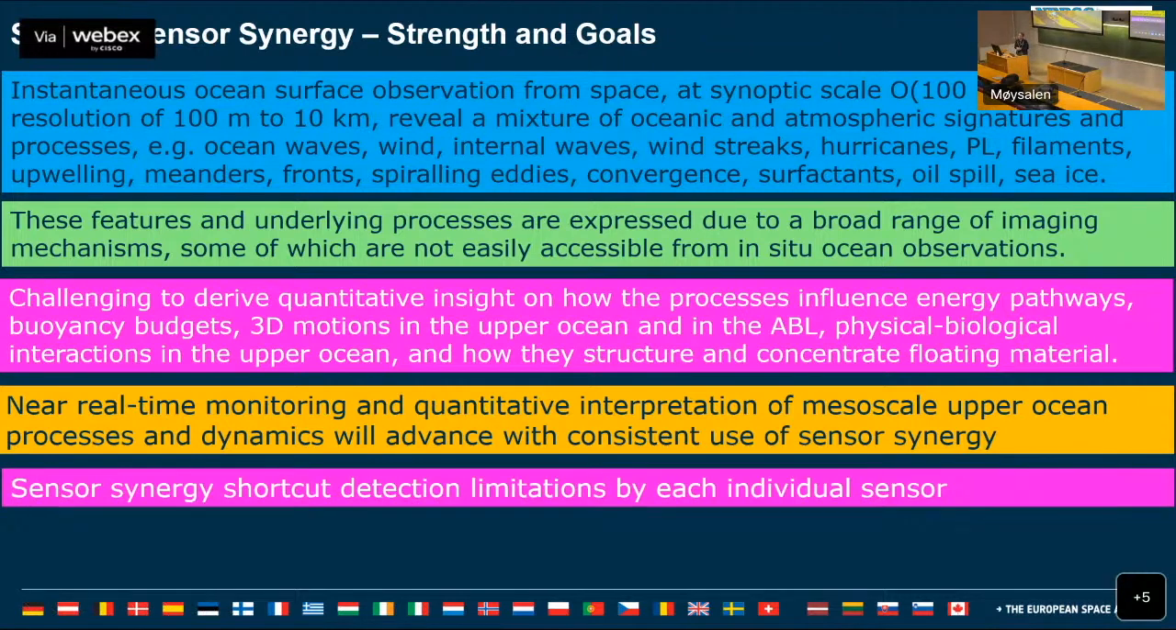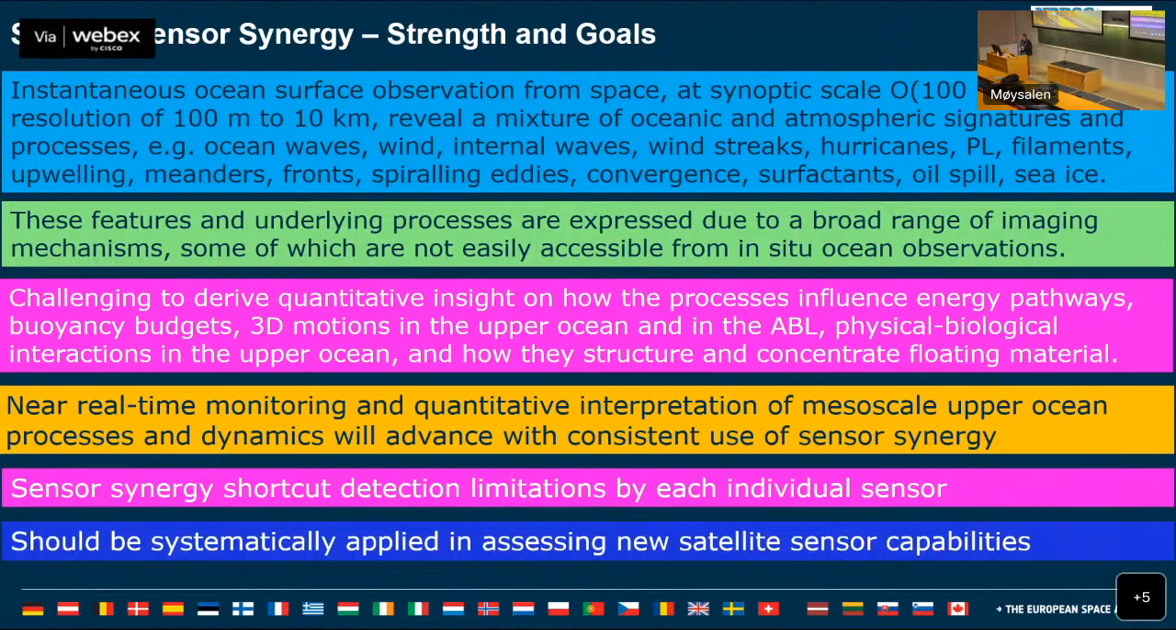First of all, each imaging mechanism has a kind of inherent limitation. By doing the synergy, you may in fact remove those limitations that each of the sensors has individually. You shortcut those by finding combinations around these inherent individual limitations. And it does provide a significant improvement in space-time coverage, for sure.